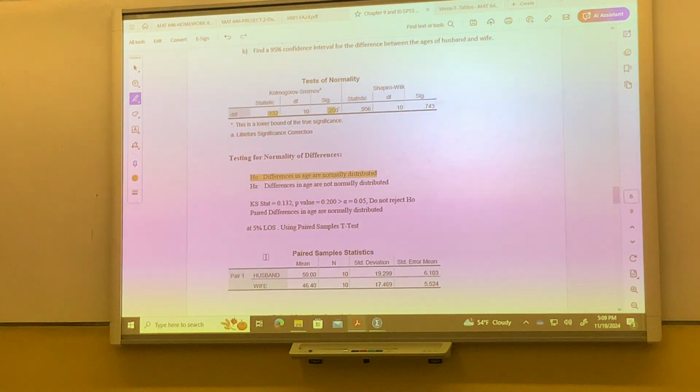So if differences are normally distributed, you can use paired sample t-test. And it was a 2-tailed test, I think. Is there a difference between the age? Check and tell me, is it a 2-tailed test?